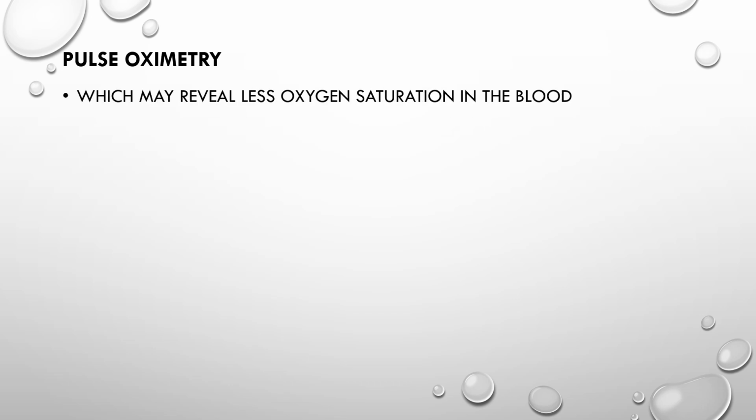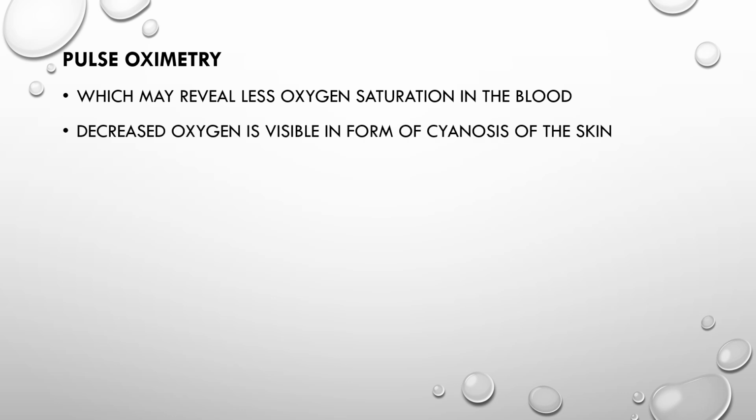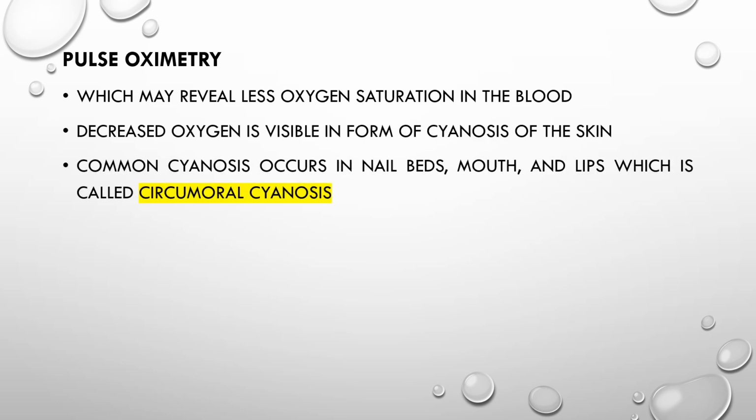The common way to assess for pneumonia is through pulse oximetry, which may reveal less oxygen saturation in the blood. Decreased oxygen is visible in the form of cyanosis of the skin. Common cyanosis occurs in the nail beds, mouth, and lips, which is known as circumoral cyanosis.